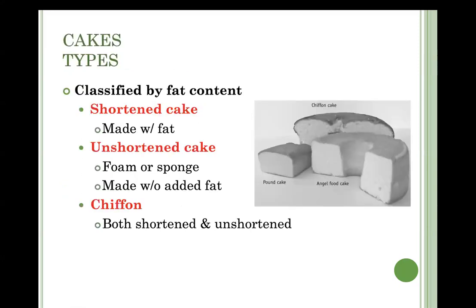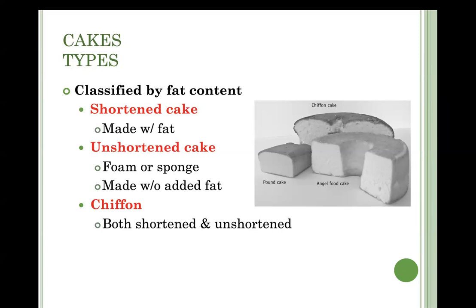All right. So when we're looking at our cakes, they're going to be defined by their fat content. All right. So look at our shortened cake. Our shortened cake is made with fat, meaning this is referring back to the gluten production. Shortening, our fat, actually coats the gluten and the gliadin. So we do get something that's a little bit more tender because we made it with fat.